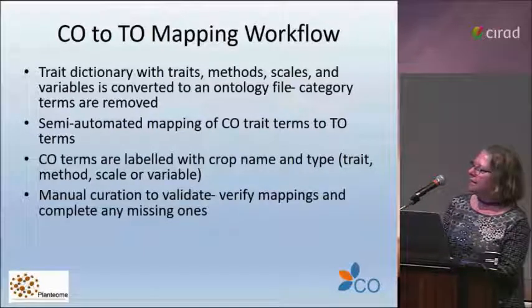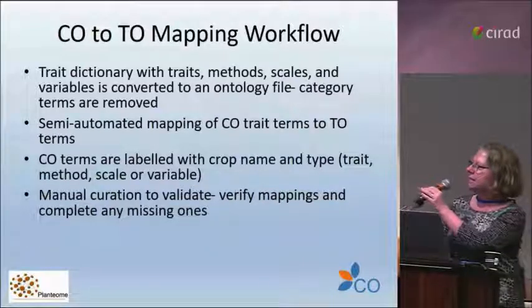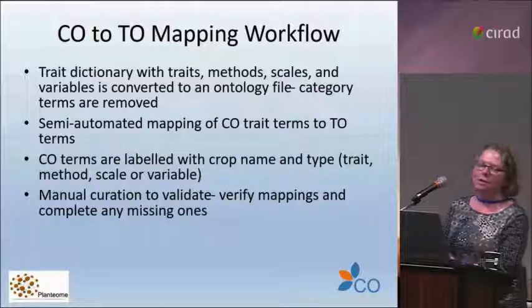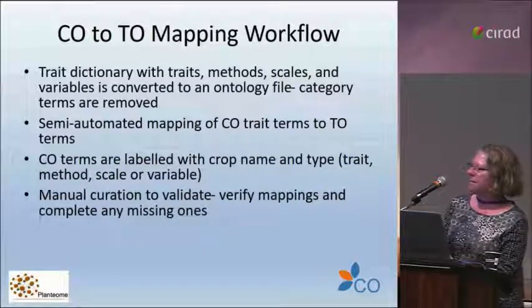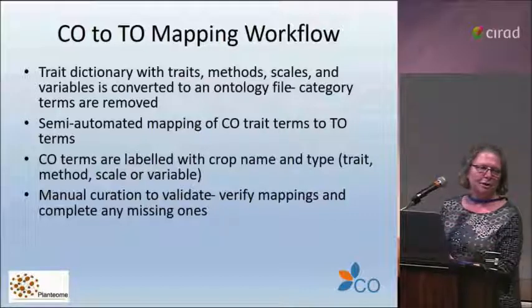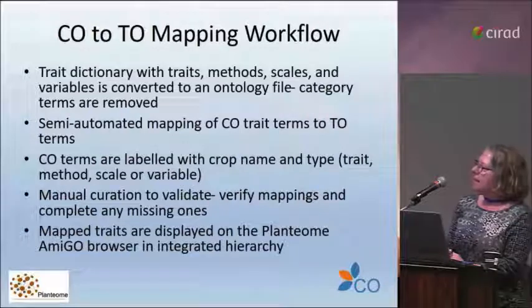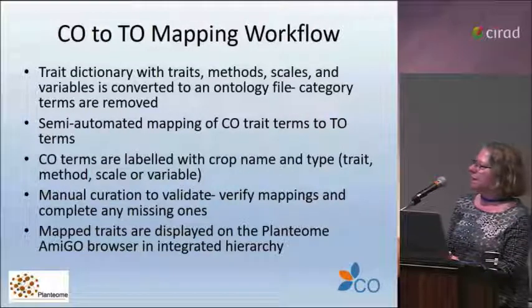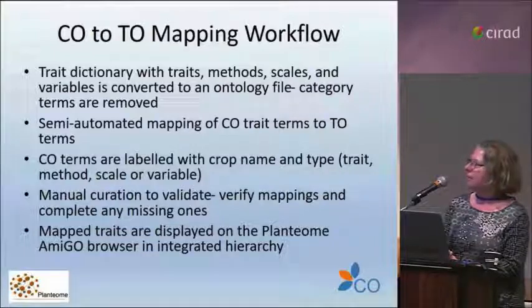So at that point, it's important to do some manual curation to validate these mappings. And also, in case any are missed during the automated mapping step, it's a good idea to have a curator go through and take a look at those and complete any missing ones. And once that's done, then the mapped traits are displayed on the Plantiome Amigo browser in an integrated hierarchy.